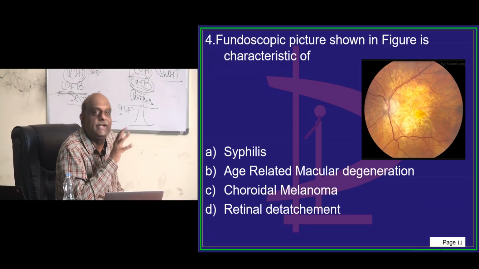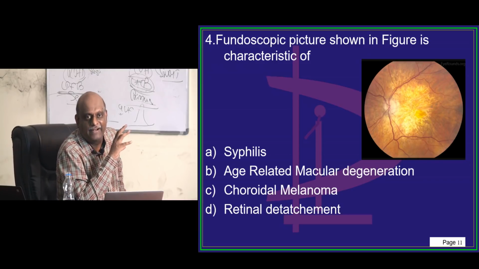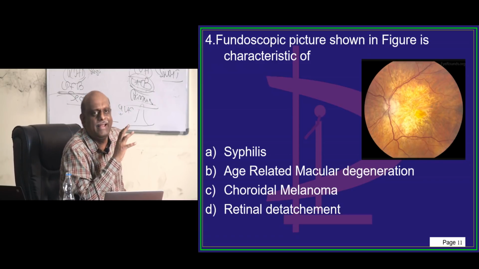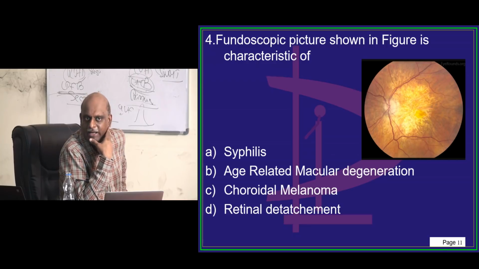So, what is a drusen? Age-related macular degeneration, central serous retinopathy. These are the topics we don't read in MBBS, but they are the favorite topics for the NEET PG examiner. So, please go back to the onlinembbs.com video library and do the revision, doctor.